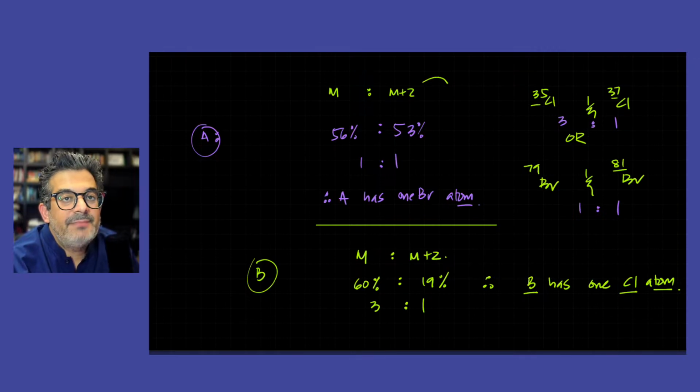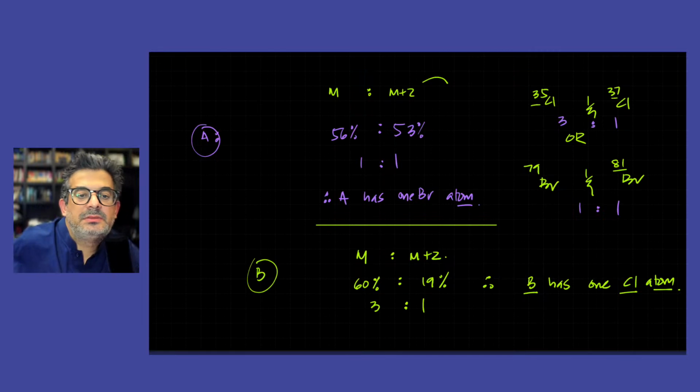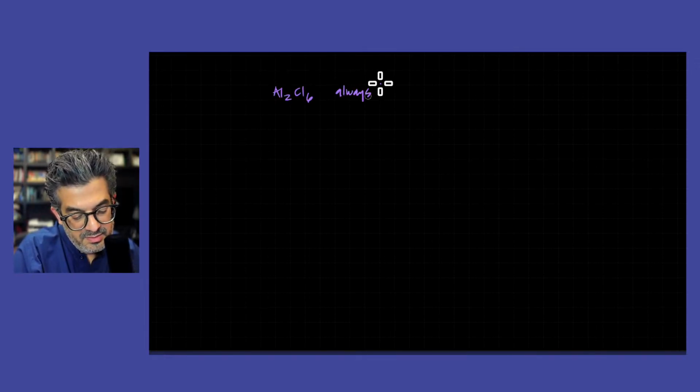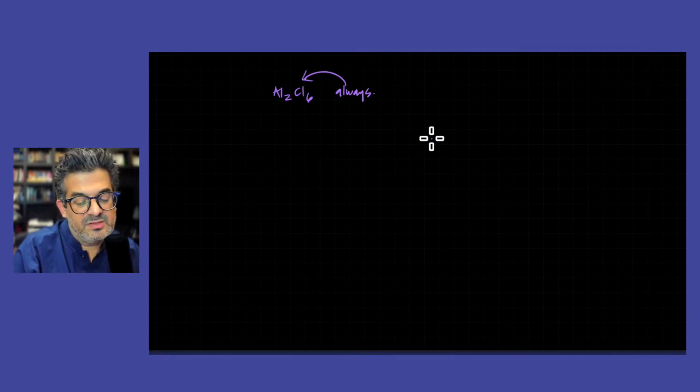Anybody? Any specific question? Can you explain when AlCl3 and Al2Cl6 exist? Somebody said, can you explain when AlCl3 and Al2Cl6 exist? Well, honest to God, somebody asked a good question because people get confused. You see, it's always Al2Cl6.